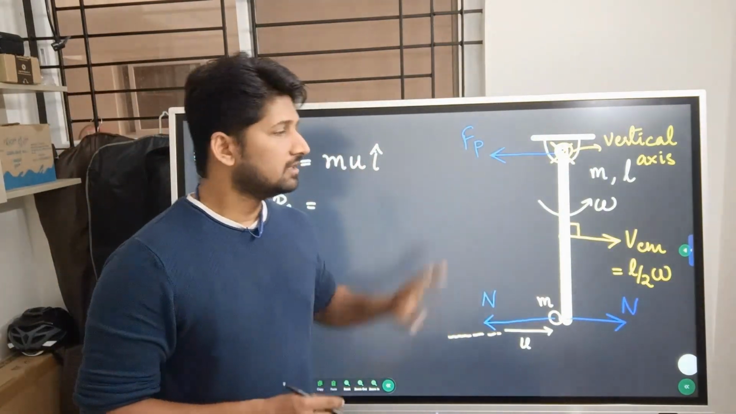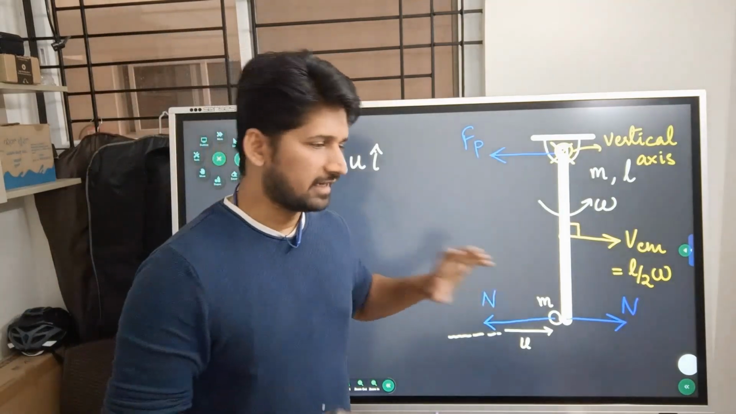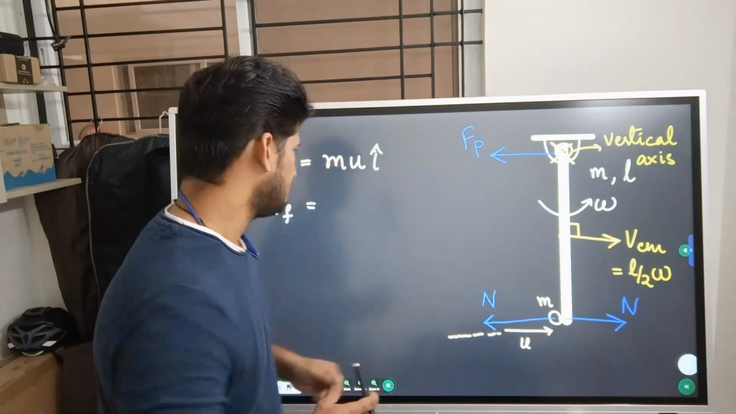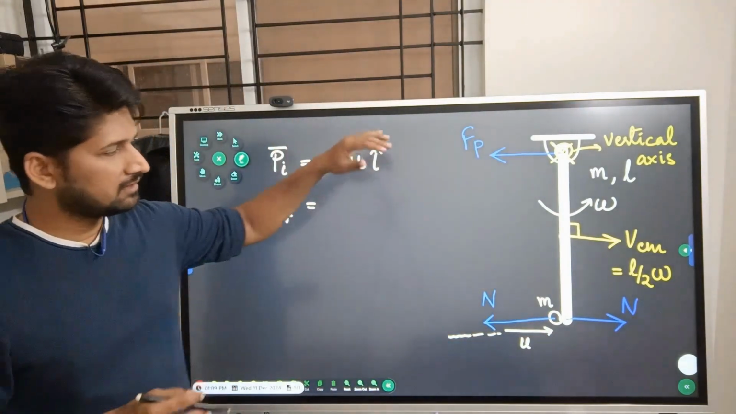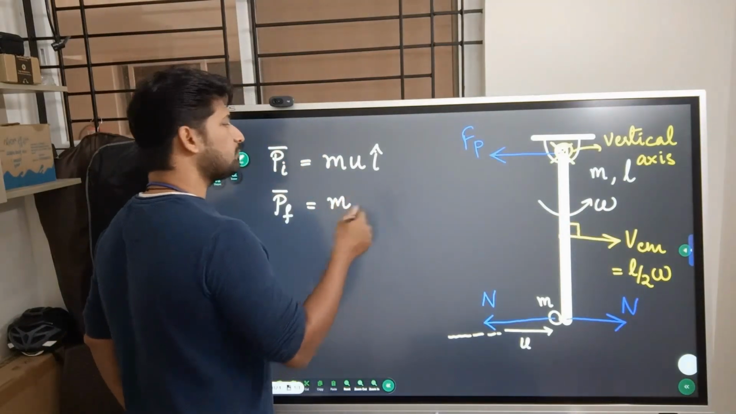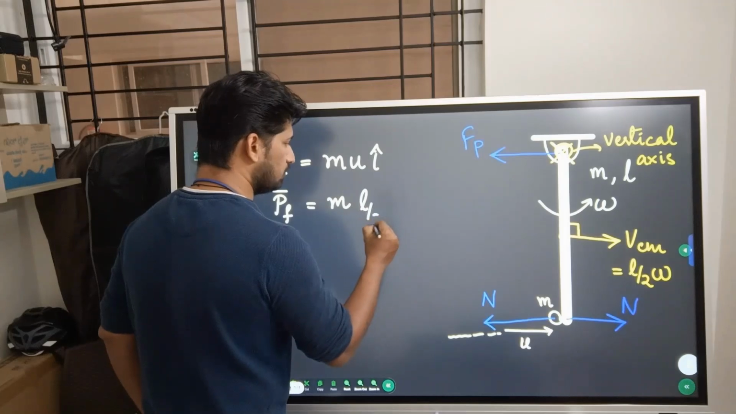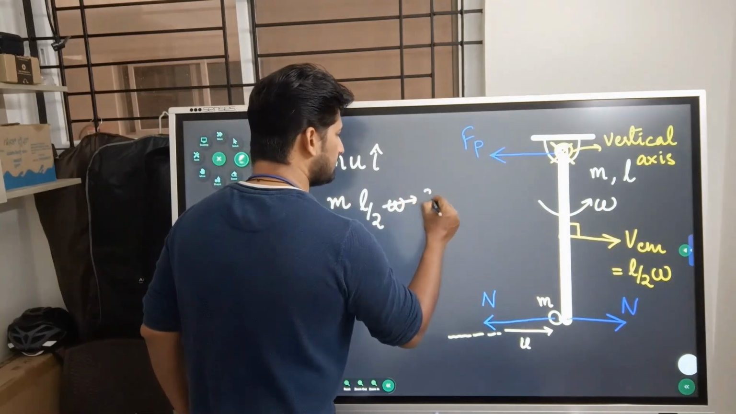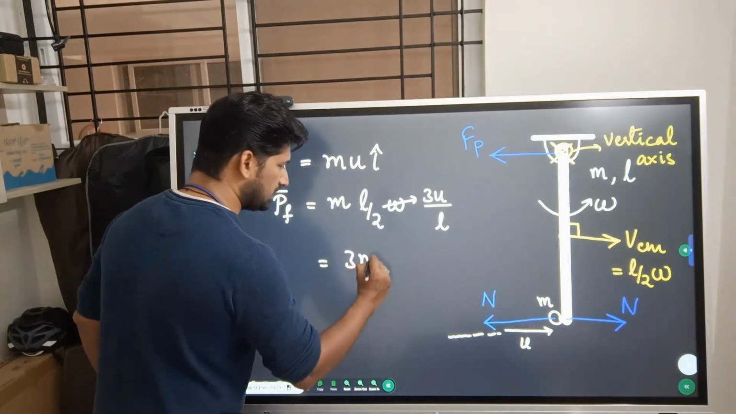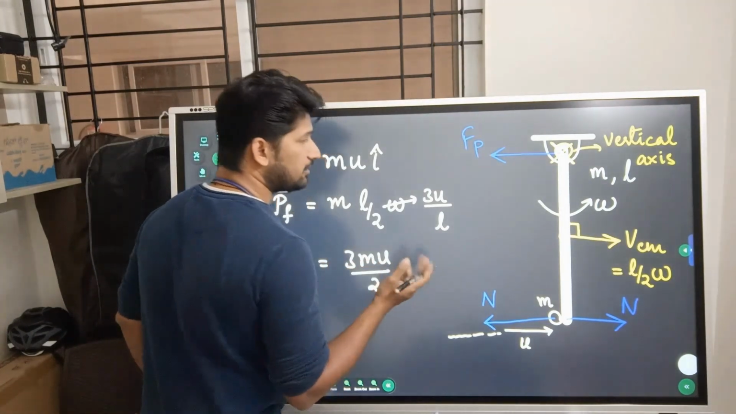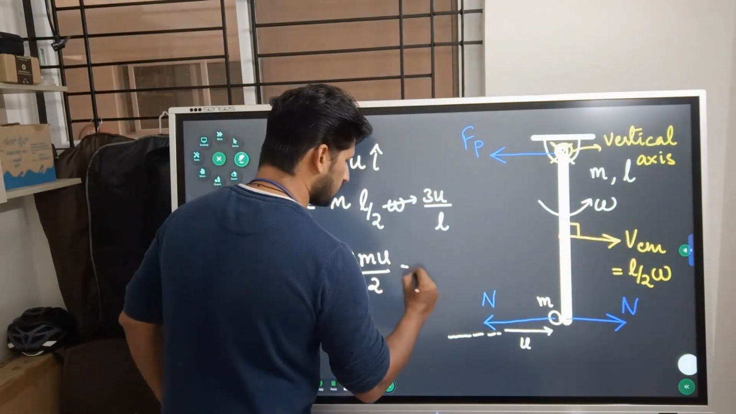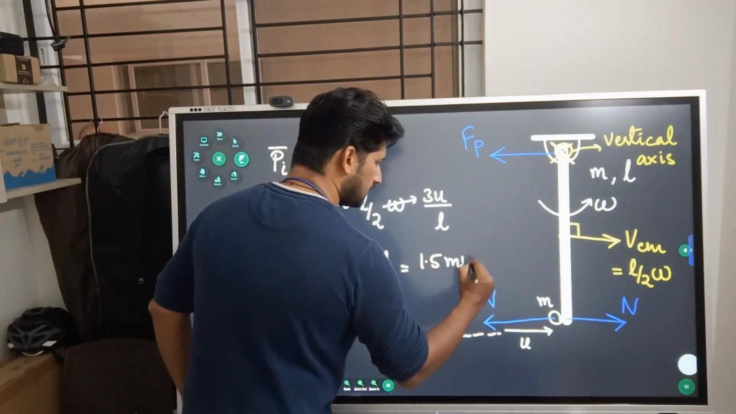Why are we bothered about it? The rod is a rotating system. And to express the linear momentum of a rotating system, you need to multiply its mass with the velocity of its center of mass. So the final momentum of this particle plus rod system after the collision is mass of the rod multiplied with velocity of its center of mass, which is L by 2 omega. Now, how much was omega? We derived it as 3u by L. So, if you simplify this, the final momentum of the system turns out to be 3mu by 2. And what is the direction? The direction of velocity of center of mass, positive i cap. So, 3mu by 2 i cap, or you can write it as 1.5 mu i cap.